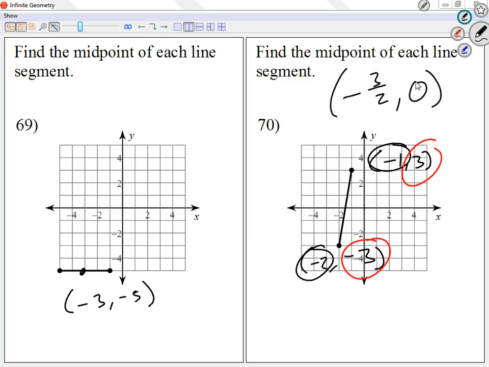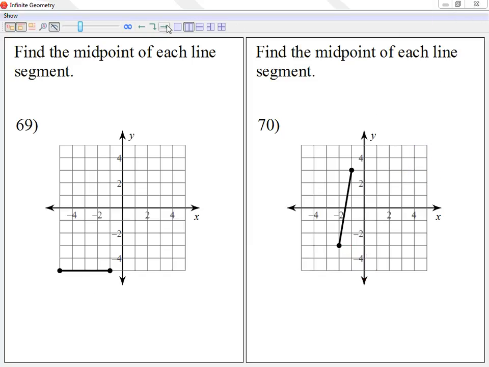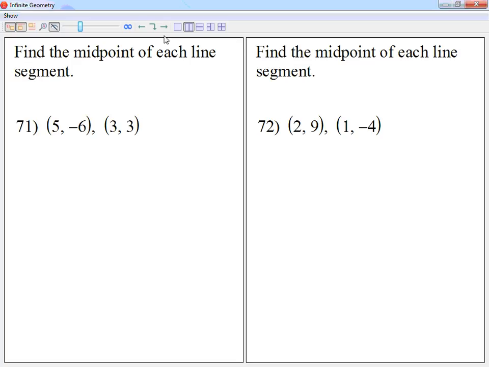That make sense? So on pictures, I gave you one where you can count the spaces, 69. I gave you a picture where you cannot count the spaces, number 70. But then I move it to 71, where you don't have a picture, you just have the coordinates. But you should be able to do this.